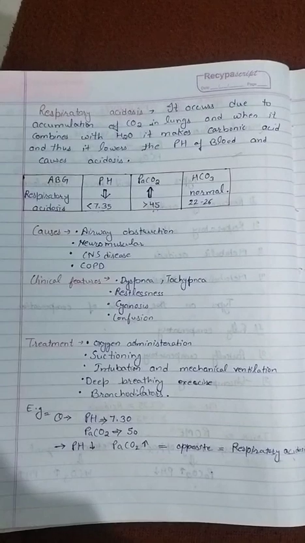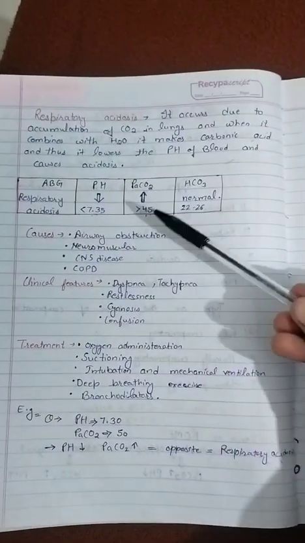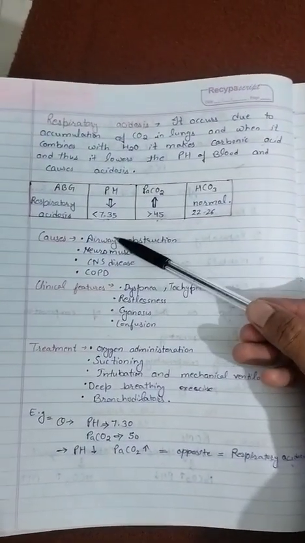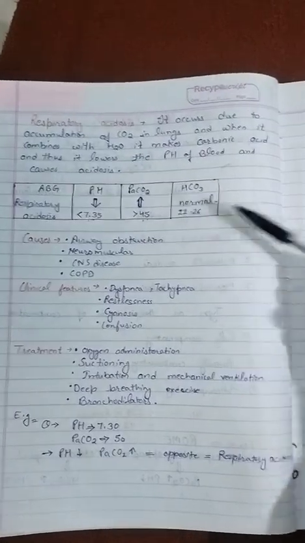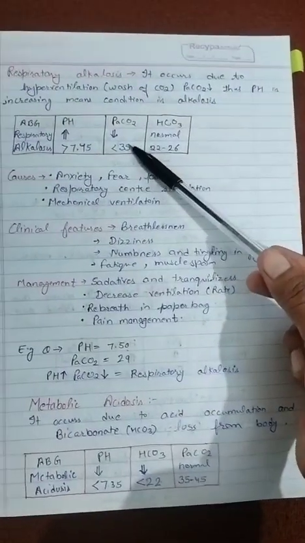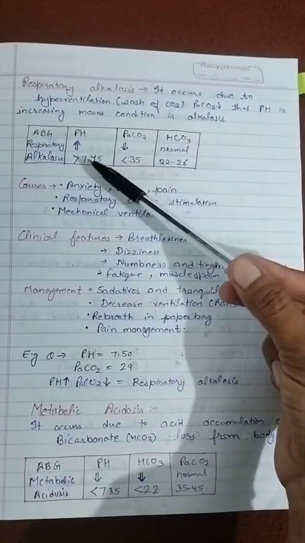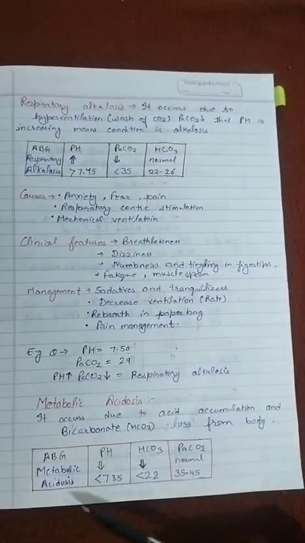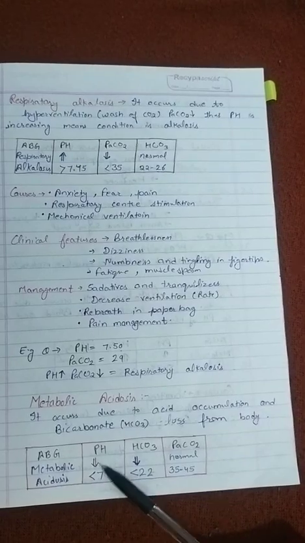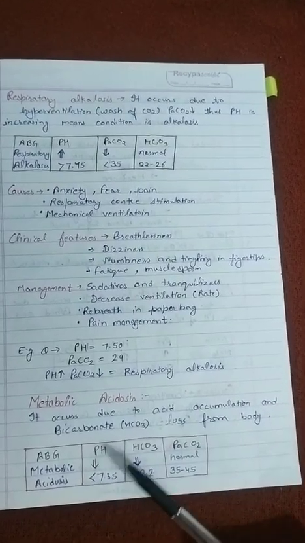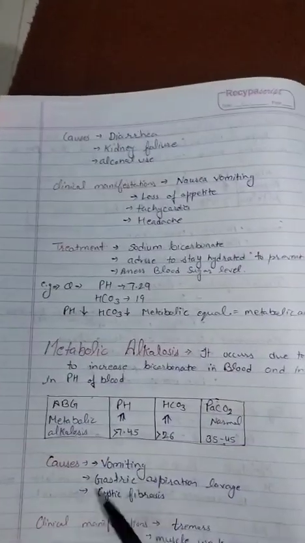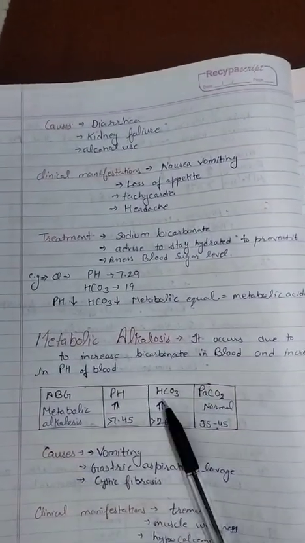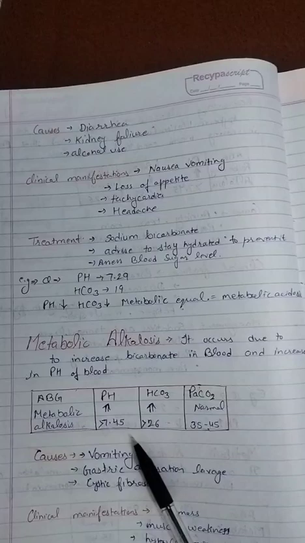As in respiratory acidosis, we were seeing that the pH is low and CO2 is more. In case of respiratory alkalosis, you can see the pH is more and CO2 is less. In case of metabolic acidosis, both the things are less than normal, HCO3 as well as pH. And the last one, pH is more and HCO3 is also more, so it is metabolic alkalosis.